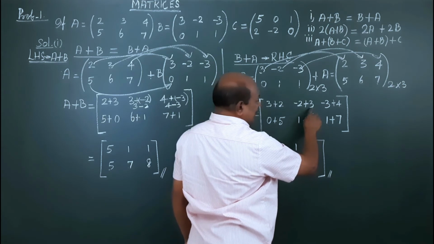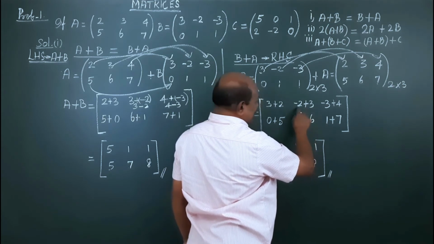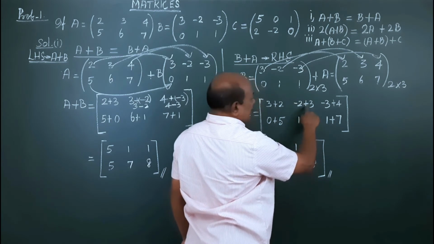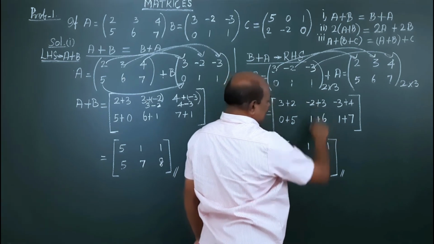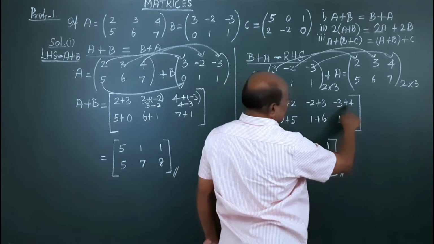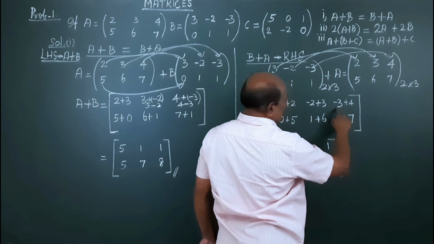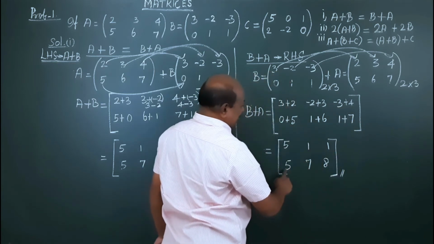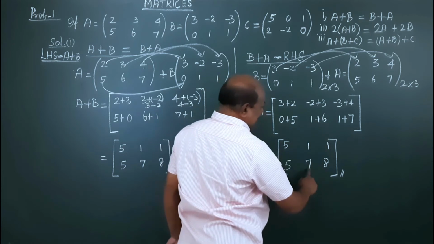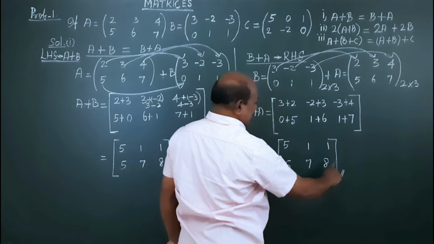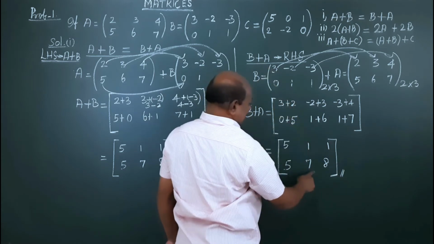Here 3 is the greater number, 2 is the smaller number. Find the difference. Difference is 1. Put the symbol of greater number, that is plus. You need not put here plus. Like that, minus 3 plus 4, here plus 1. 0 plus 5, 5. 1 plus 6, 7. 1 plus 7 equal to 8. That is the B plus A.